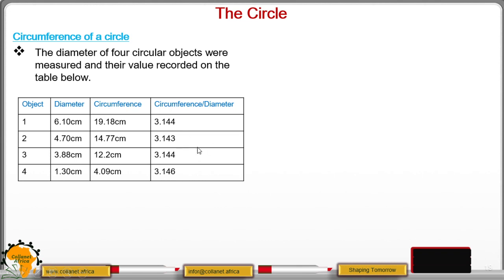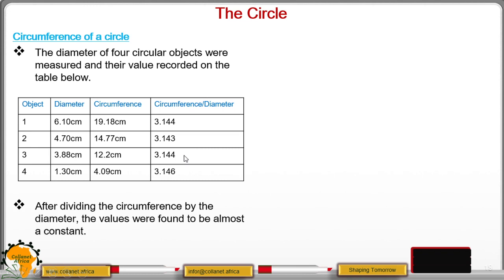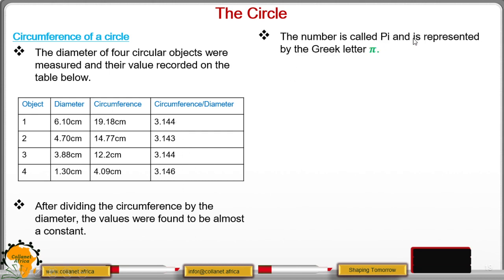This value is a constant. We have seen that after dividing the circumference by the diameter, the values were found to be almost constant. They are all the same. They are not changing. And this number, we call pi. It is represented by the Greek letter pi, this one.